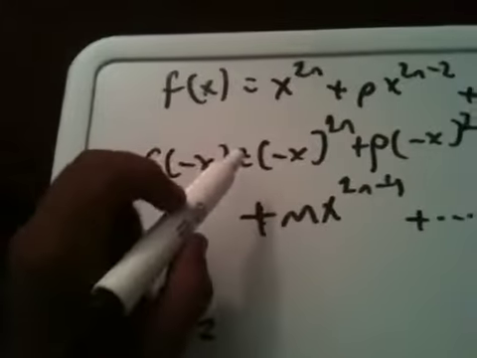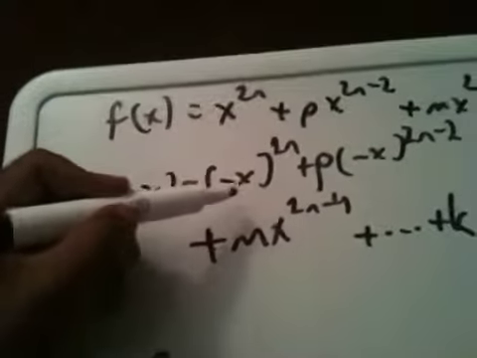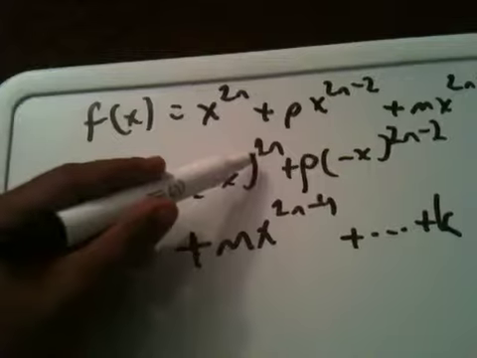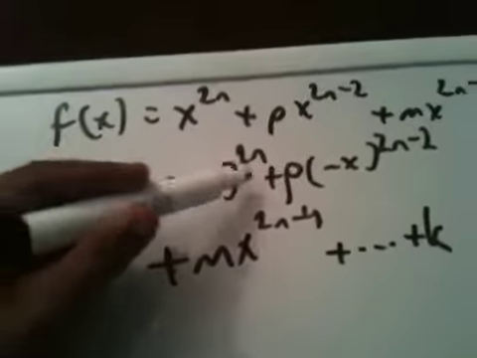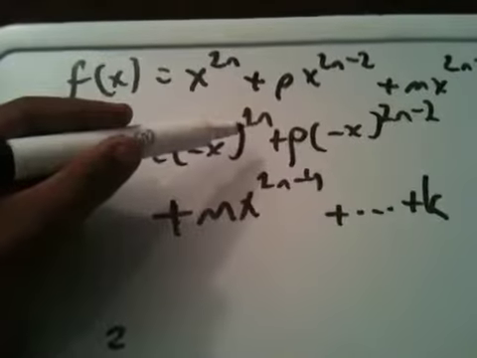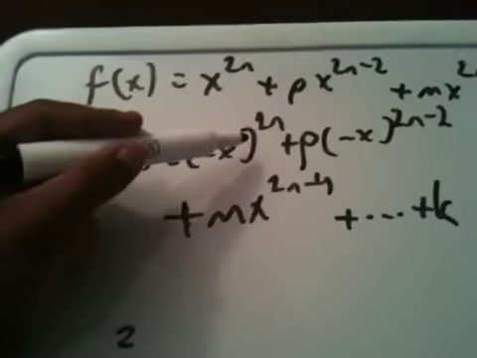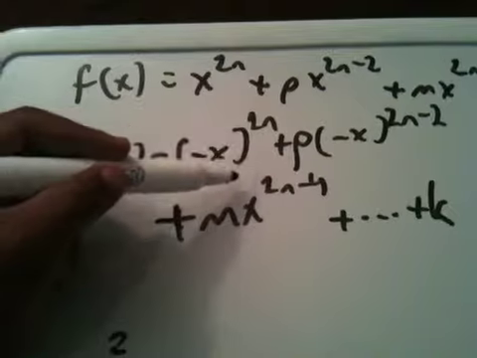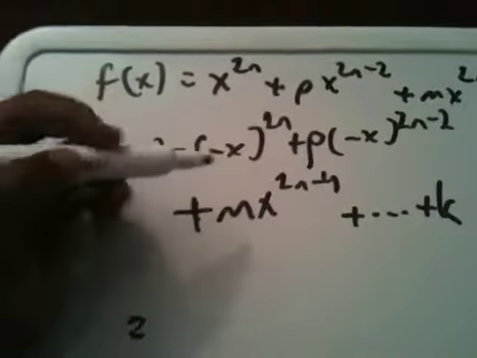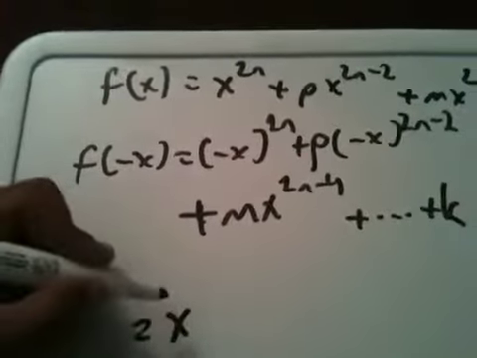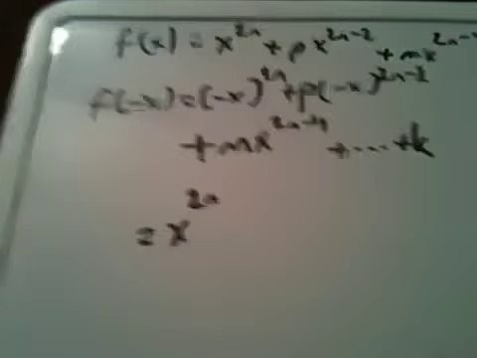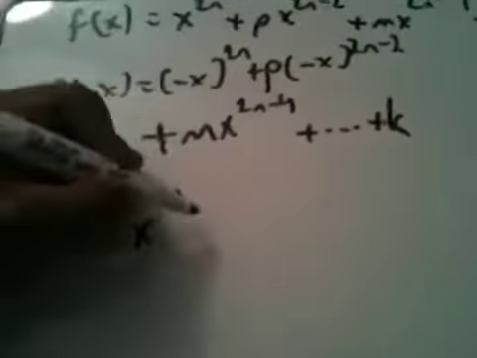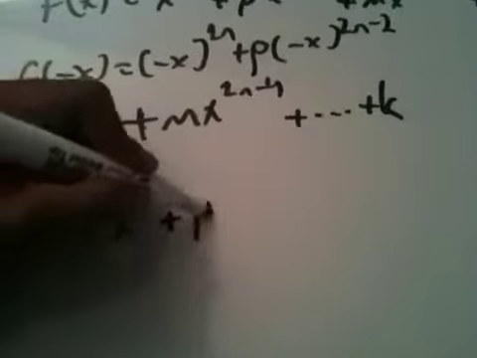If I have a negative number to the power 2n, well, what does 2n represent? 2 is an even number, and n can be any number, even or odd. If I multiply any number by 2, it's going to be even. And if I take a negative number to an even power, it's going to end up positive. So I'm going to get x to the 2n, because those two are equal. And then for plus, I have p.